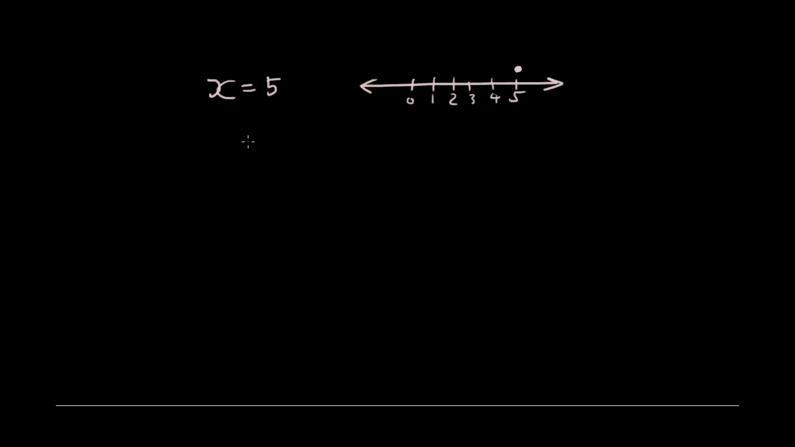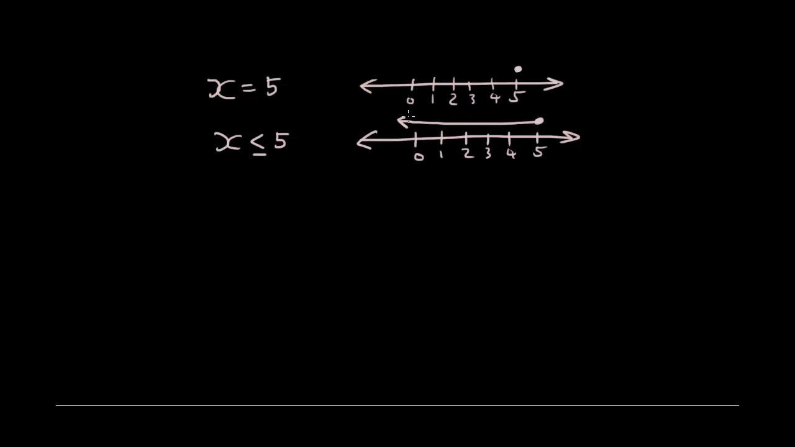Okay, now if I want to draw a number line for something like this, x is smaller than or equal to 5, then on your number line, where 5 is on that line, you're going to draw a dot, and you're going to draw an arrow backwards this way, indicating that we are continuing forever.